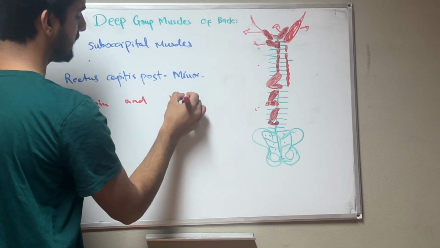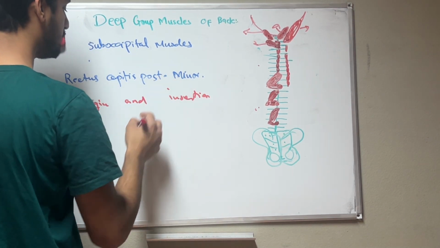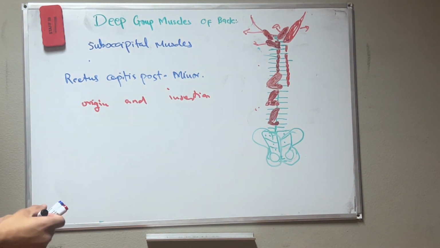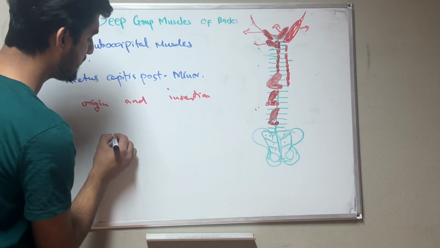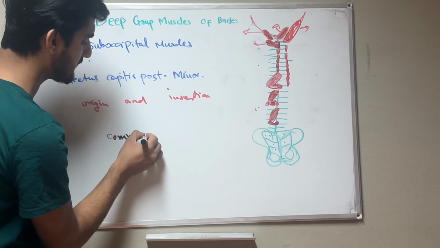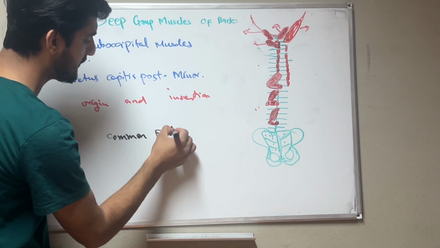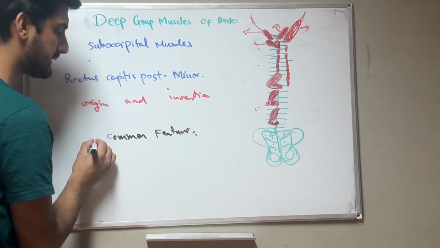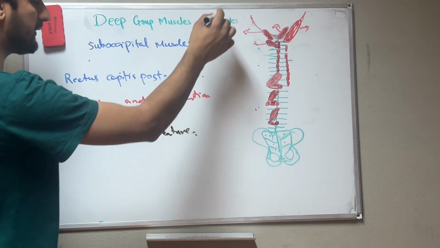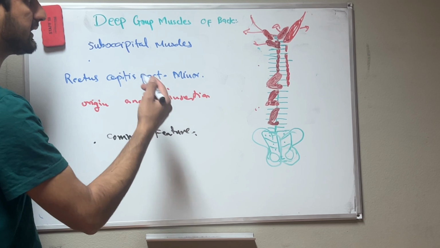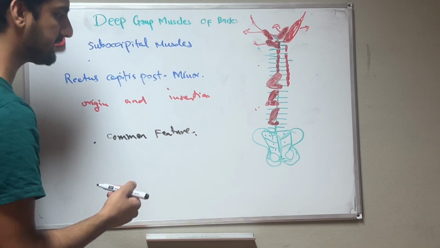and insertion. Before this, I just want to tell you the main common features between the deep muscles of the back. Common features. Then we are going to discuss the other common features, like between origination, insertion, and function. Common features of the deep back group muscles.